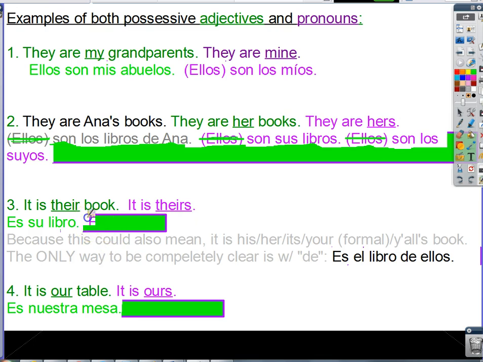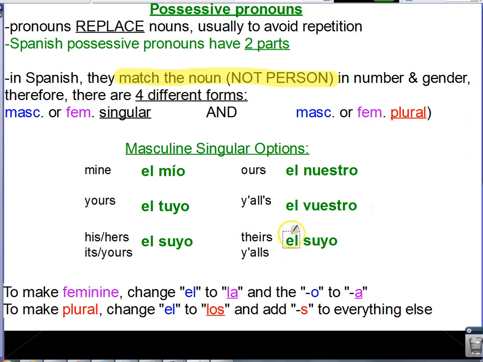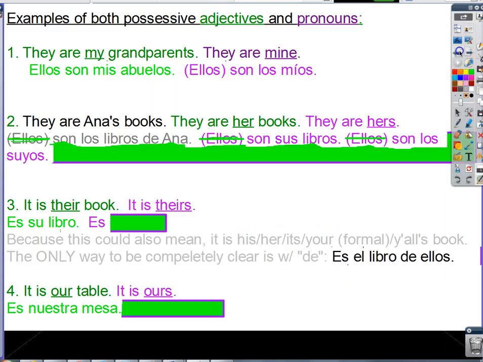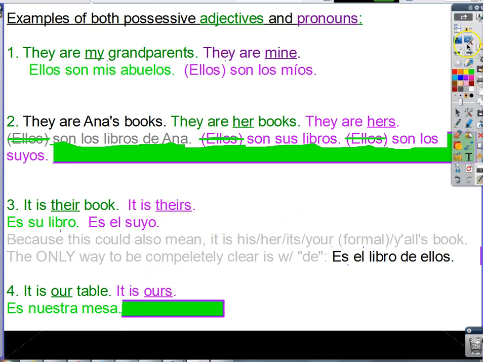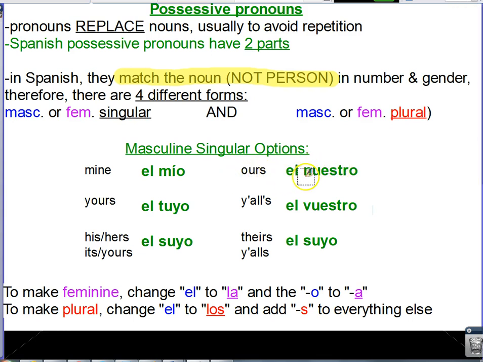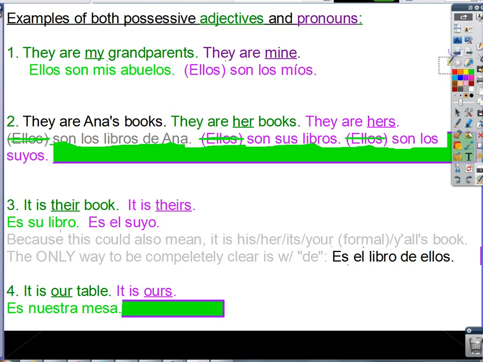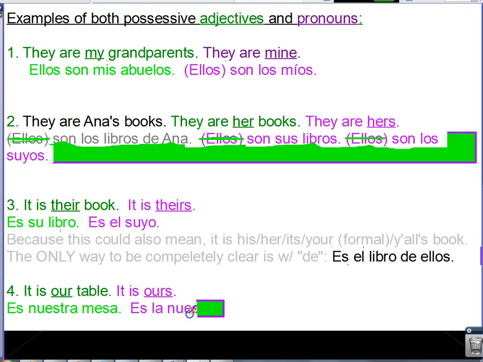It is theirs. Es, then I'd have to say, which box do I want to be in to say theirs? I want to be in this one. And then ask, does el suyo match what we're describing? Well, we're replacing a book, so it does. Even though they are more than one person, el suyo has to match book. And it is ours. What box would we be in if we're saying something is ours? This one. And then we ask if el nuestro matches table or not. It doesn't. We need to go feminine, so es la nuestra.